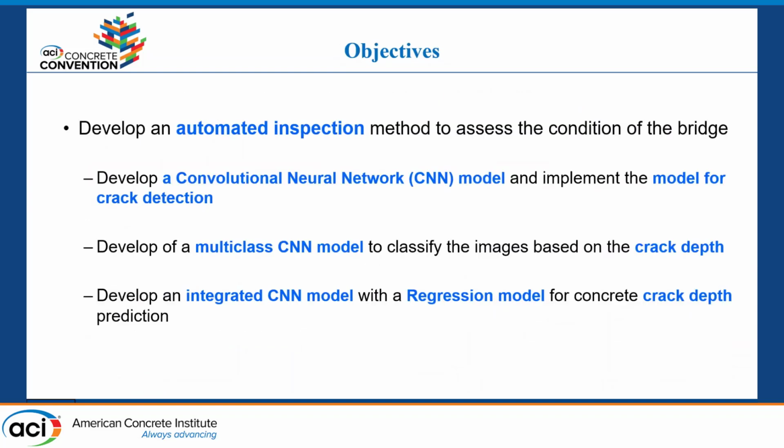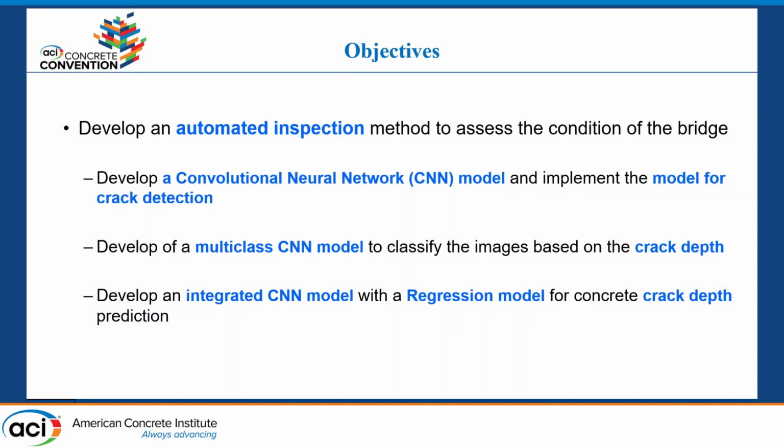The major objective of the study is to develop an automated inspection method to assess the condition of the bridge using UAV and deep learning techniques. A UAV or a drone will be used to collect the images of the bridge. Deep learning technique will be used to process these images and determine the condition of the bridge. This is a preliminary study, so we are just going to talk about the cracks in this study.